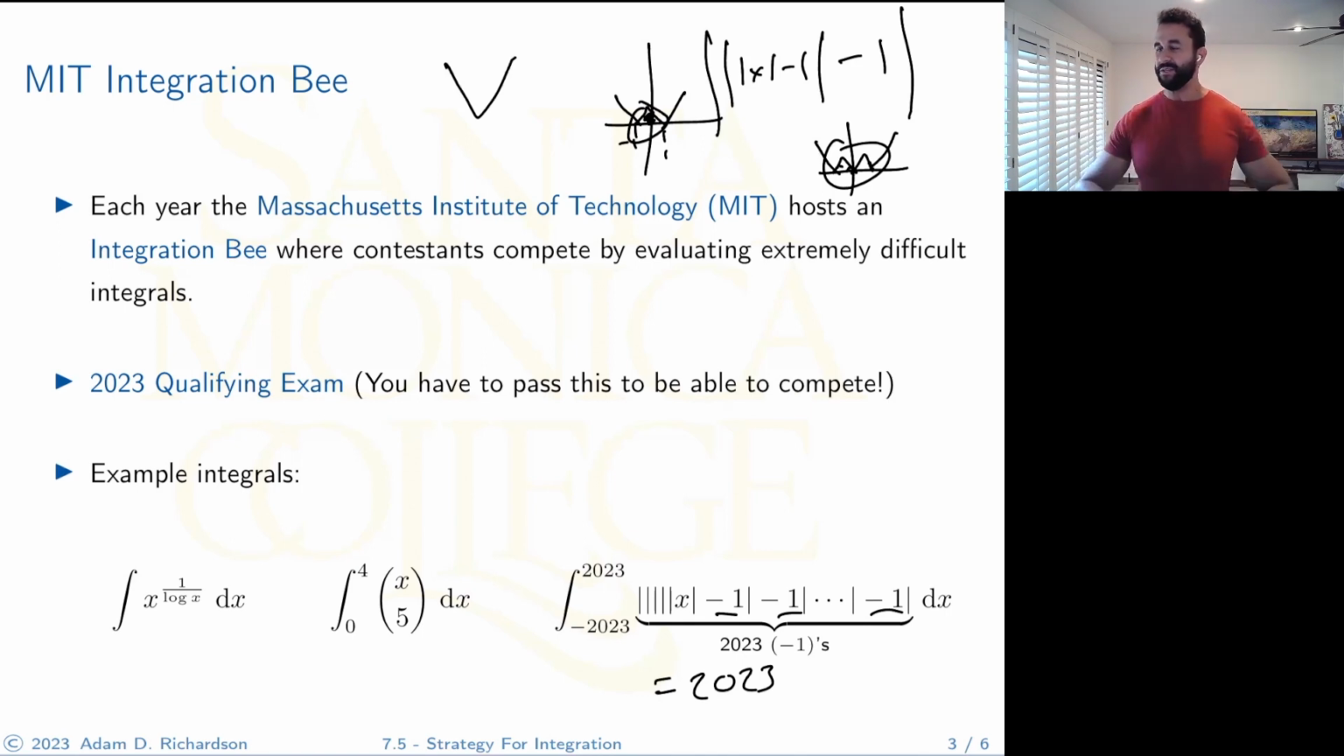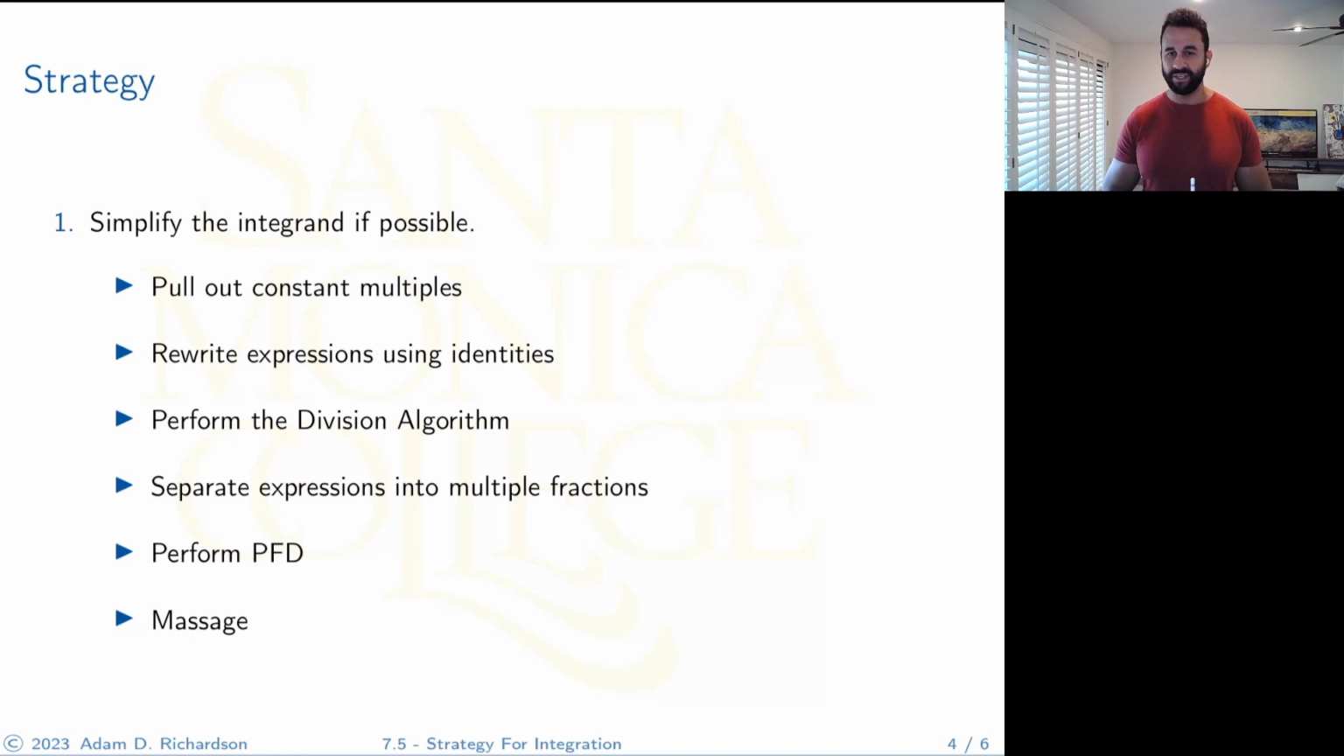There you go. Anyway, for those of you that are really into integration, you should check out the integration bee, check out the videos, and see how those contestants go through and solve them all. It's pretty amazing to watch. Okay, so what is the strategy?